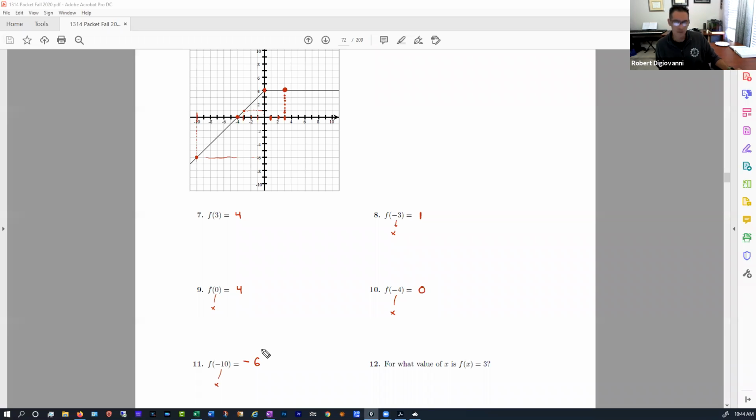All right, now number 12 is the one that's different. Does everyone see that? For what value of x is the function equal to 3? So this is kind of like what Taylor did a minute ago, and I liked her approach. She said, okay, this is the y value, right? We're given the y value this time, and we need to go find the x.